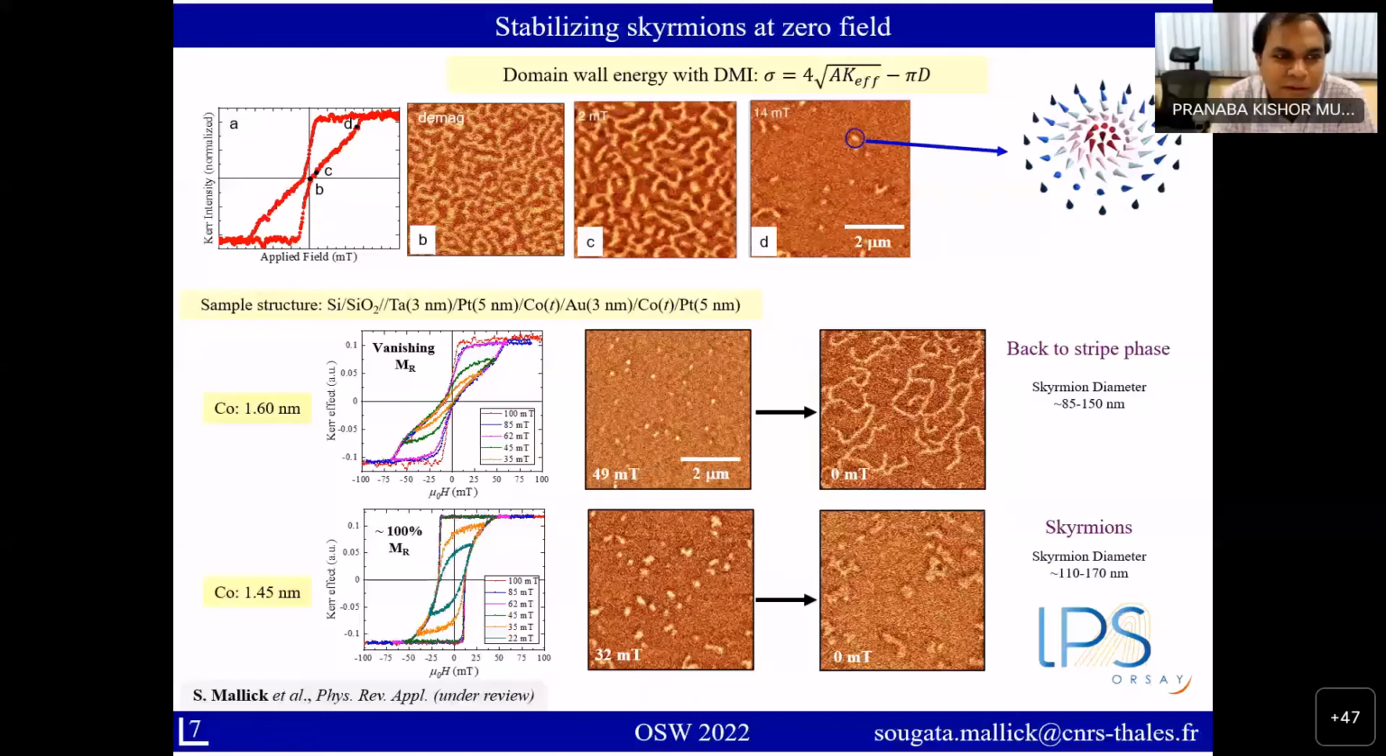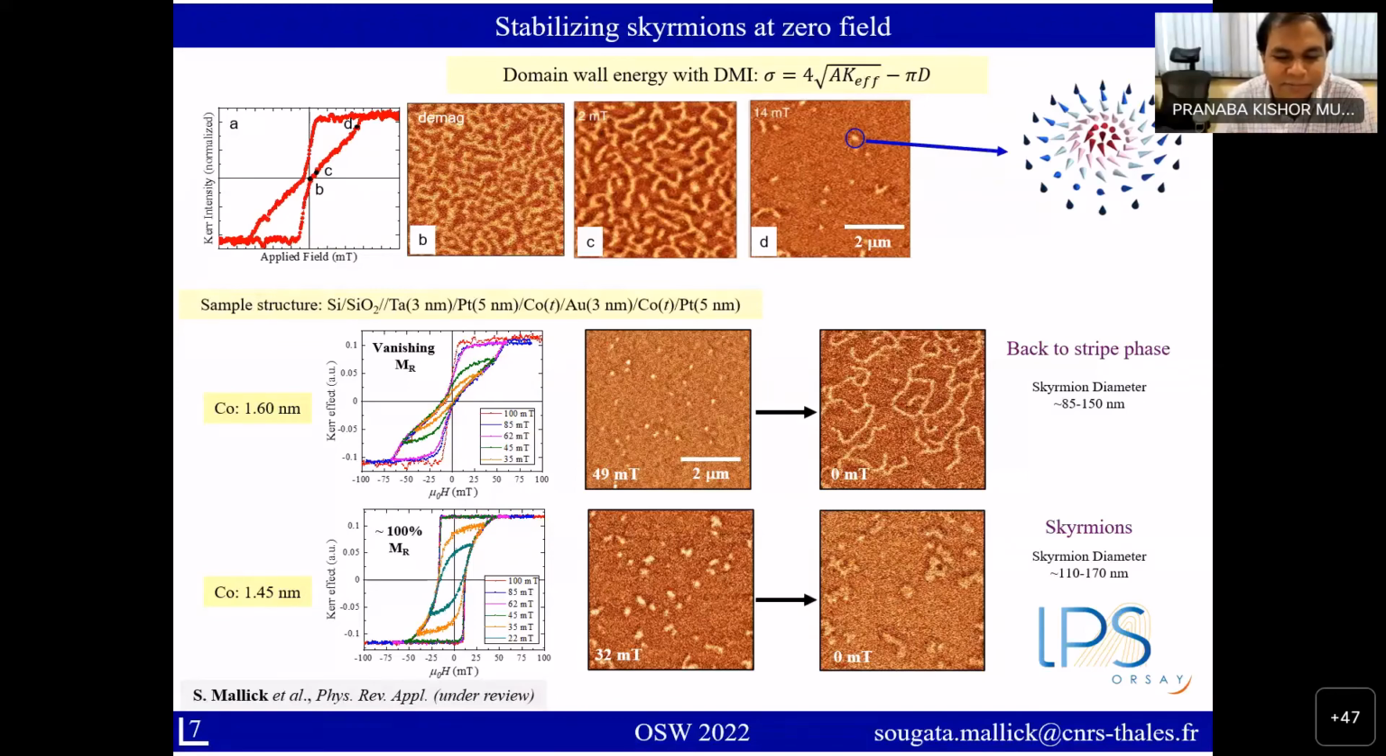So you prepare your own tip? Yes, we prepare our own tips. We buy the AFM tips and then do the magnetic coating ourselves. You do the coating in your sputtering system? Yes, sputtering. Oh, okay. Interesting.